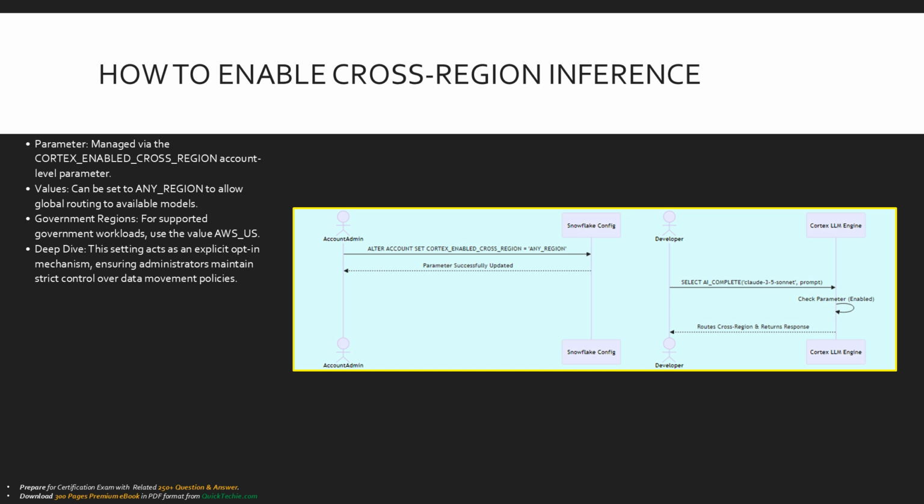Later, a developer attempts to call the AI complete function, requesting a model like Claude 3.5 Sonnet that isn't hosted locally. The Cortex LLM engine intercepts the request, checks the parameter, sees that cross-region is authorized, safely routes the prompt across the geographical boundary, and returns the response. If the admin hadn't set that parameter, the final step would have been a hard failure, protecting the data boundary.